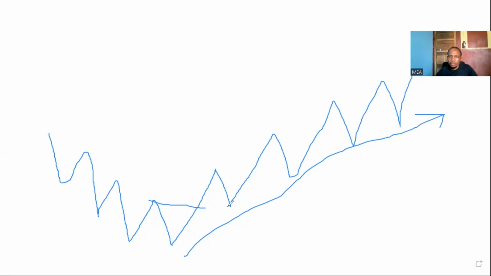So the market went ahead to make a lower low, a lower high, a lower low, a lower high, a lower low, a lower high, indicating that we are now in an uptrend. This is an uptrend. This is what we call an uptrend in the Forex market. And this is our downtrend. This is what we call a downtrend in the Forex market.